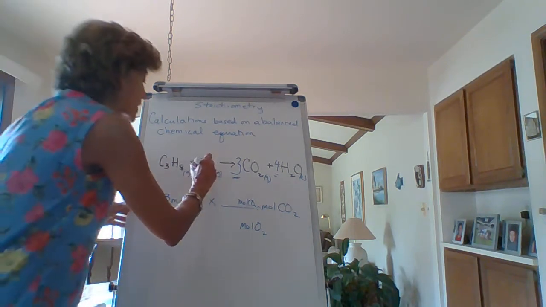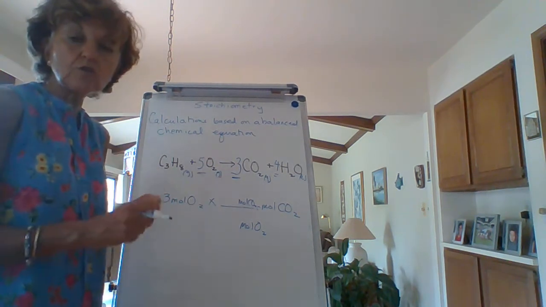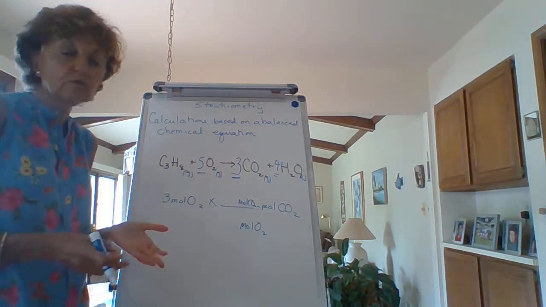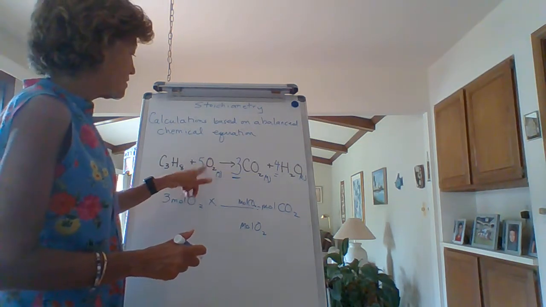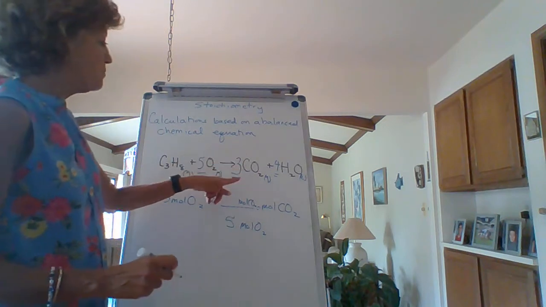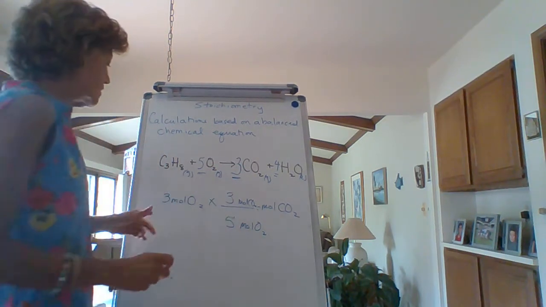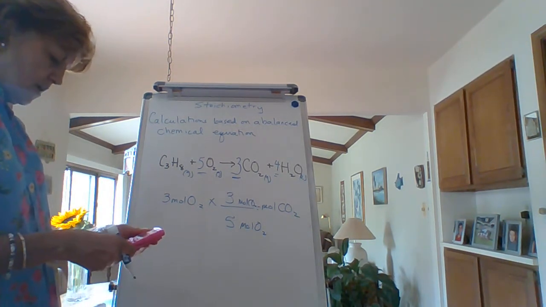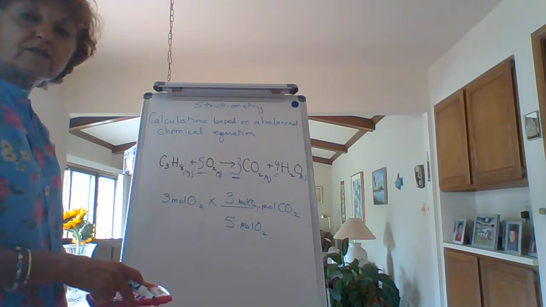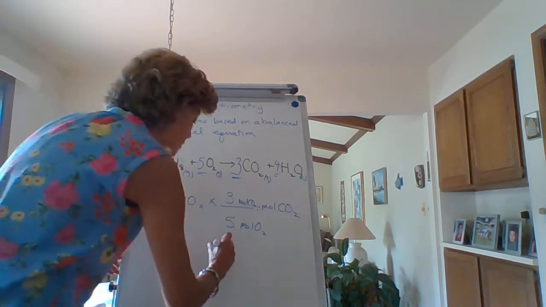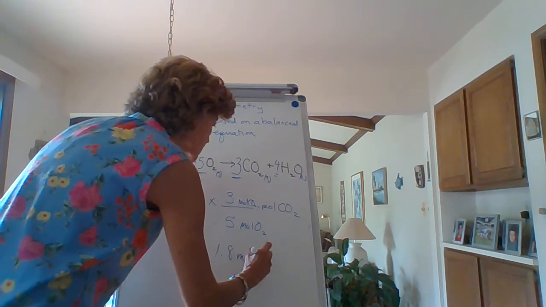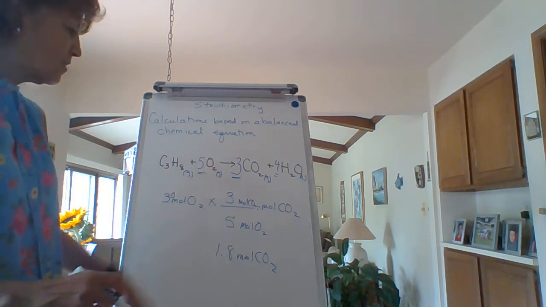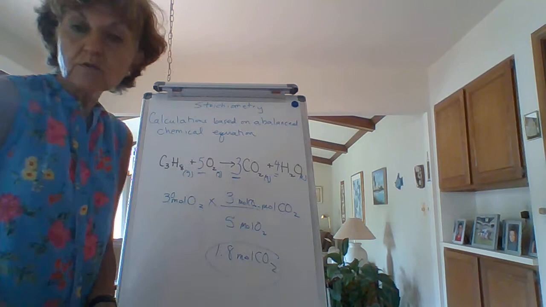How do we get the numbers? We get them from the balanced chemical equation. You use the coefficients of the balanced chemical equation to create these molar ratios. So what number is next to the oxygen? 5. What number is next to the CO2? 3. So 3 times 3 is 9, divided by 5. Can't do it in my head. It's 1.8. So we write 1.8 moles of CO2. Let's pretend this is 3.0. Okay, so it's 2 sig figs. Okay, so that's how you use molar ratio.